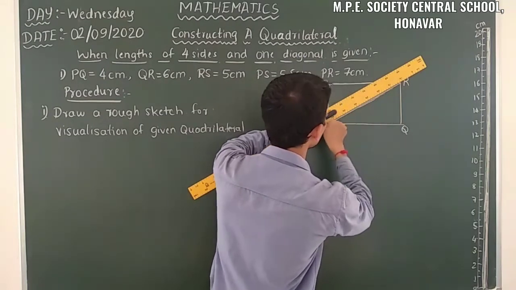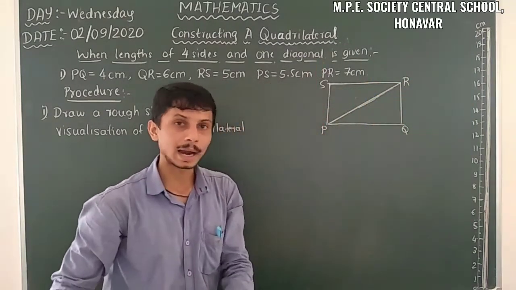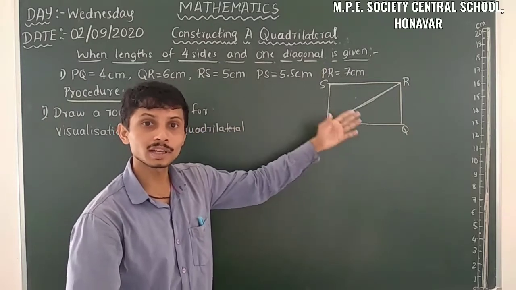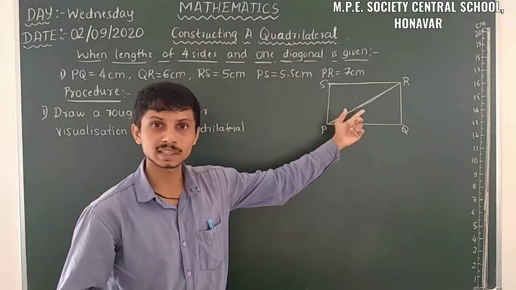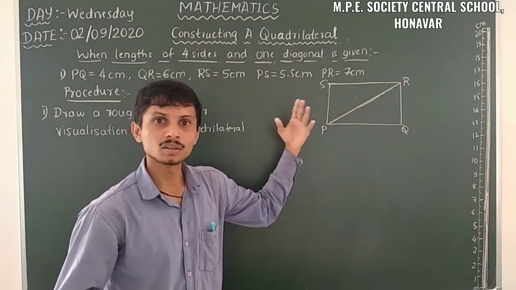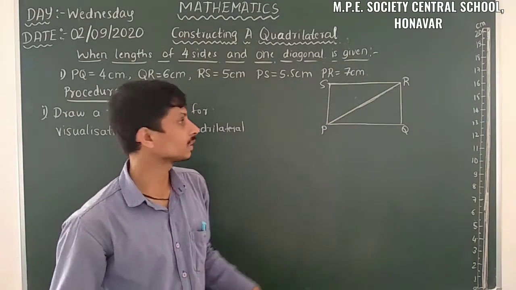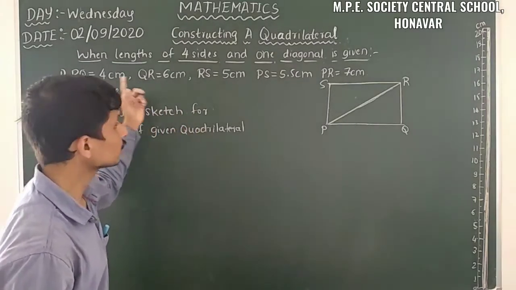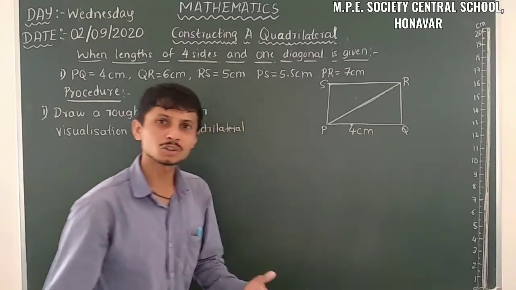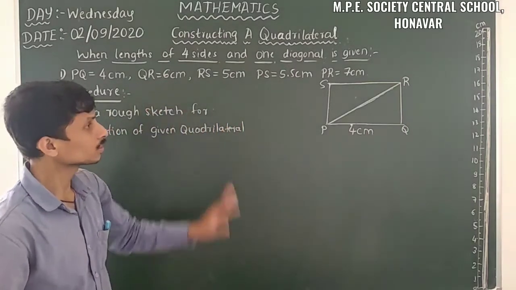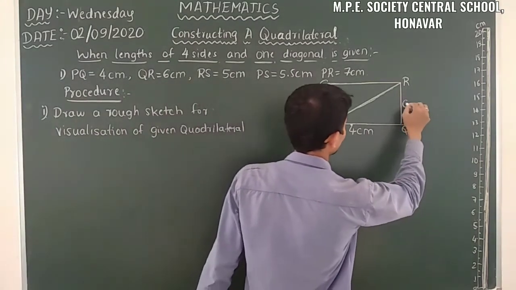Firstly, we have to draw the PR side. After that, what do we have to do? We have to label all the things. Don't worry about the measurements taken in this rough sketch. PQ is equal to 4 centimeter. Assume that. QR is equal to 6 centimeter. Here it is 6 centimeter.